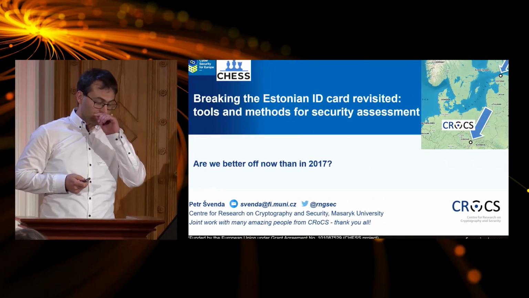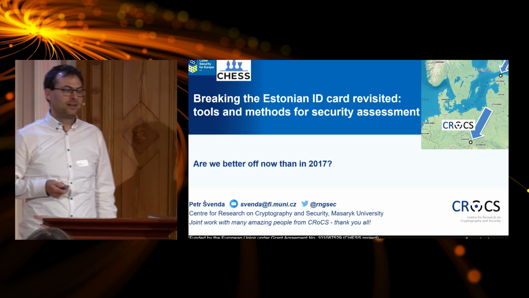And it states breaking the Estonian ID card. So I will talk about what it took in 2017 to do it and what it would take today, and if we are better off with respect to the tooling we have in hand.